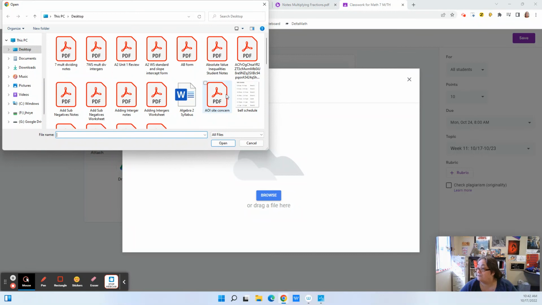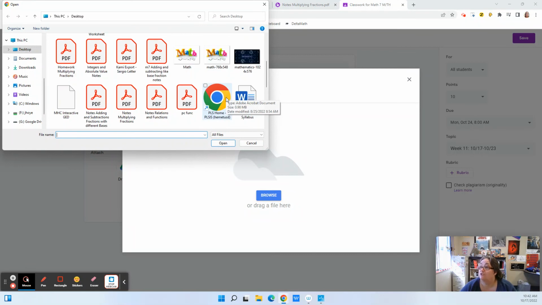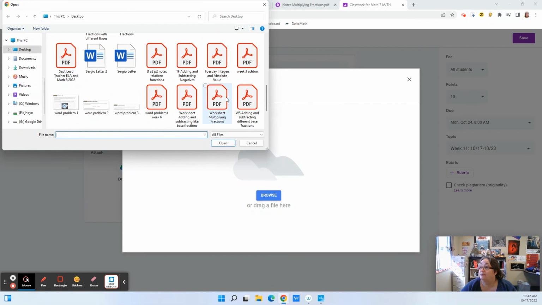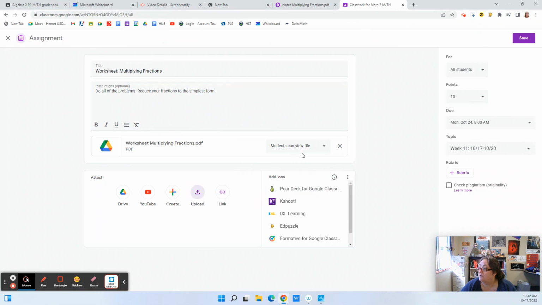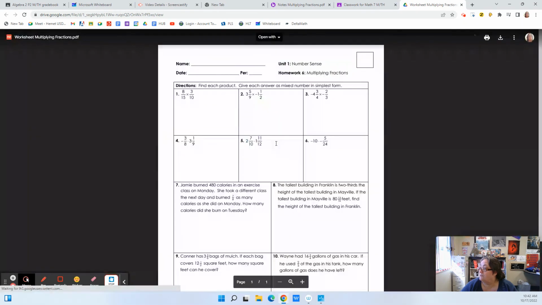Multiplying integers. I have so many classes that there's so many assignments to go through. Worksheet, multiplying fractions. Student. Oh, it's not letting me do it at all. Why? Dang. No, we don't want that.